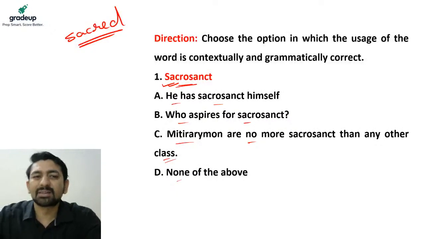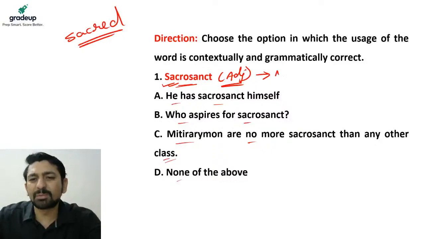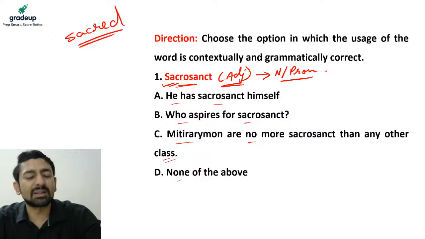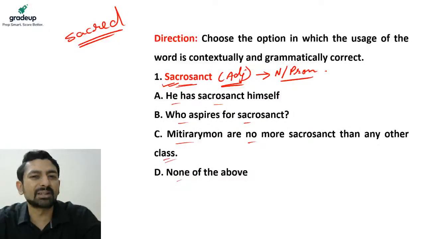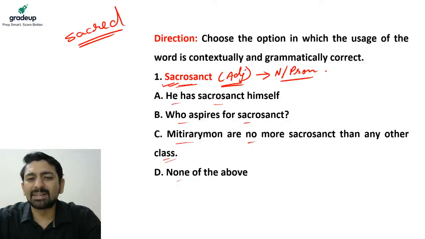That's what it means. Now, let me also tell you, sacrosanct is actually an adjective. So what will adjectives do? Adjectives will always give you information about a noun or a pronoun, right? Adjectives give information about a noun or pronoun. In other words, they qualify or quantify a noun or a pronoun as well. So, if sacrosanct is an adjective, can the first sentence be right?